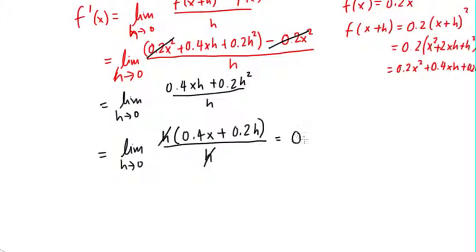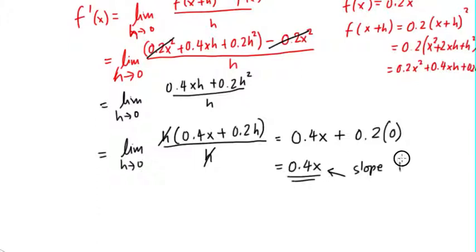What I'm left with is 0.4x plus 0.2h. Now keep in mind that it's as h goes to 0, not as x goes to 0. So I can plug in 0 for the h, and I don't have to plug in for the x, because the limit says it's as h goes to 0. What I'm left with is 0.4x. This is simply the slope function, or as we also called it, the derivative function. This tells us the slope at any given point.